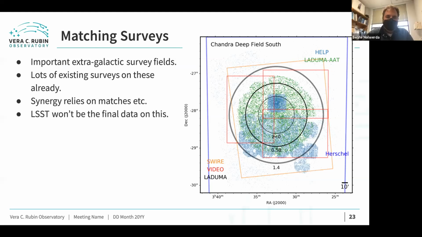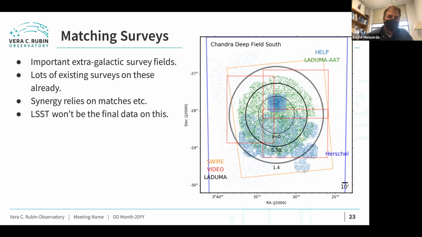Yeah, okay. So to reiterate, all these fields have a lot of multi-wavelength data already accrued on them. So the synergy relies on matching and having the exact position, like the AGN survey has said. It's a funny thing to realize that the LSST won't be the final data on each of these fields, so it's not the last photon collected. This is just a plot that I recently made to figure out how many redshift points we had here, how many spectroscopic redshifts we had, and also how well it was matched to the various radio surveys happening there.